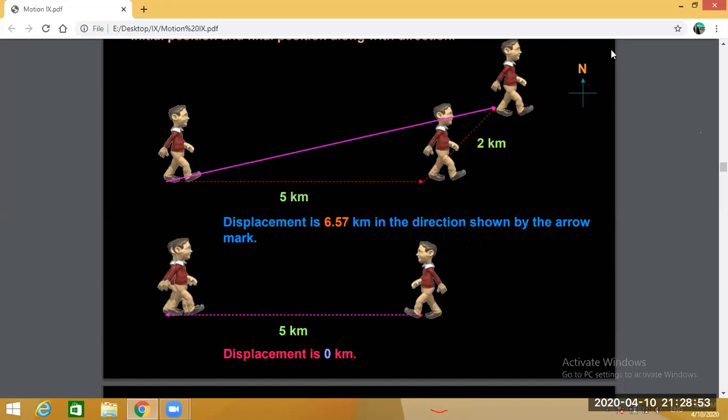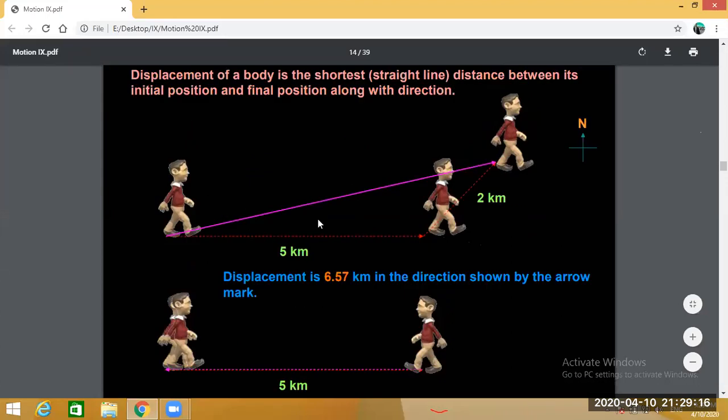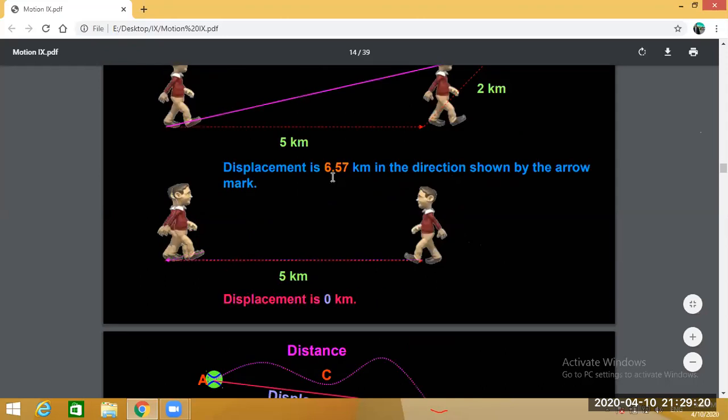Okay, so next thing is that in this case, we use Pythagoras theorem to determine this shortest distance. As you know, this is the hypotenuse, so we have to determine the hypotenuse. The triangle sides are 5 kilometers and 2 kilometers. So we can use the trigonometrical method and another method to determine this length. Okay, now come to the point. Displacement becomes 6.57 kilometers in the direction shown by the arrow mark.